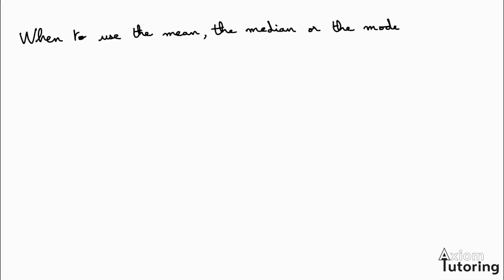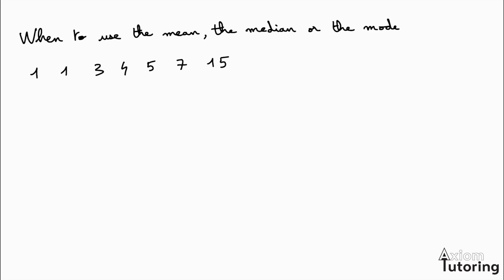Hi, in today's video, we'll have a look at the situations where you might prefer to use the mean, the median, or the mode. So let's say that we have the following data set. So we have 1, 1, 3, 4, 5, 7, 15.